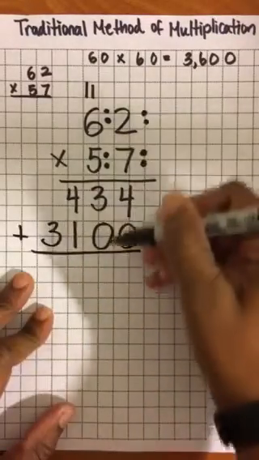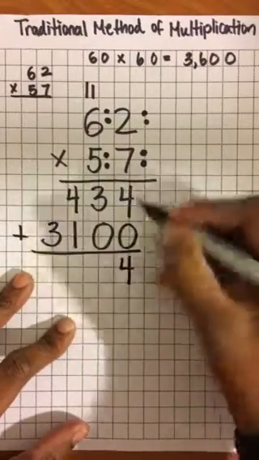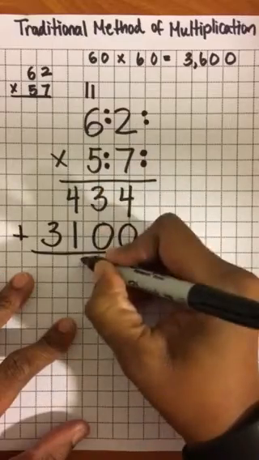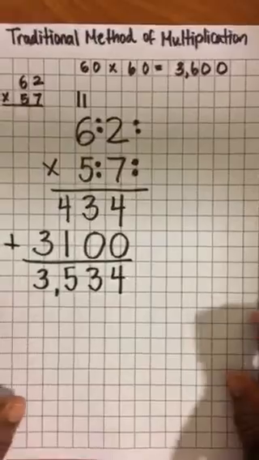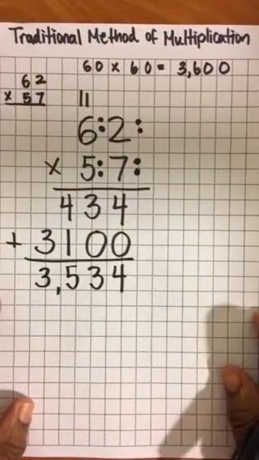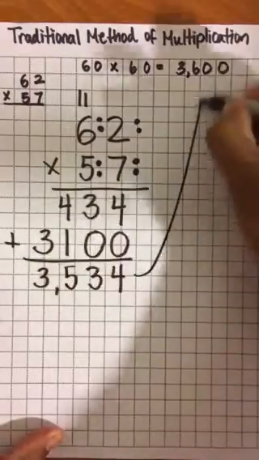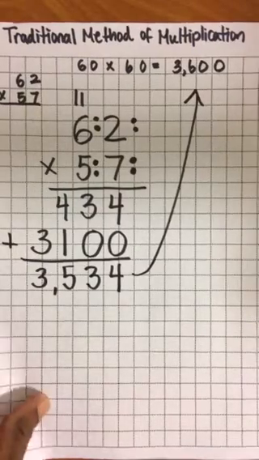And I simply total my partial products. 4 plus 0, 4. 3 plus 0, 3. 400 plus 100, 500, and then 3,000. 62 times 57 is 3,534. If I check back to my estimate, while I wouldn't round 3,534 to 3,600, they are close enough that I think I am correct.